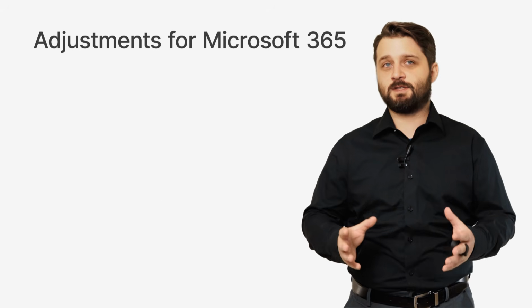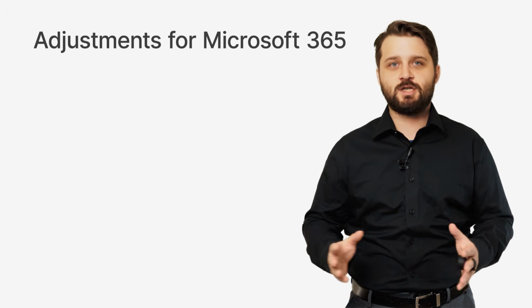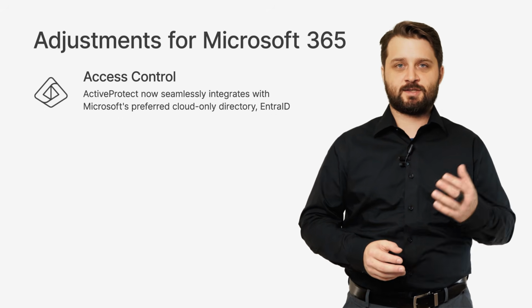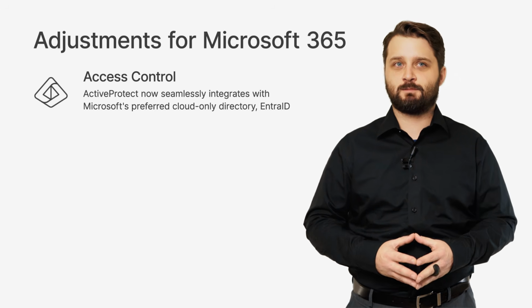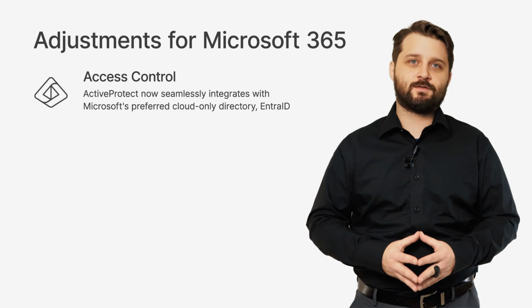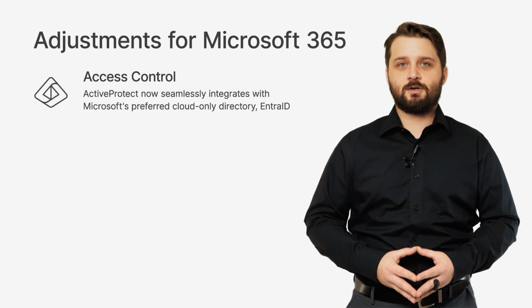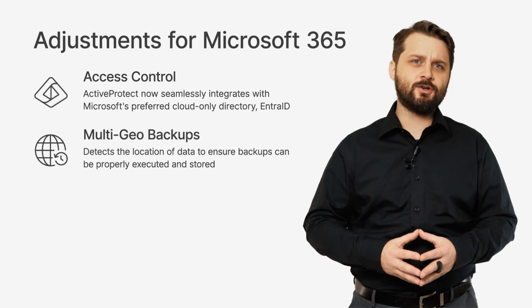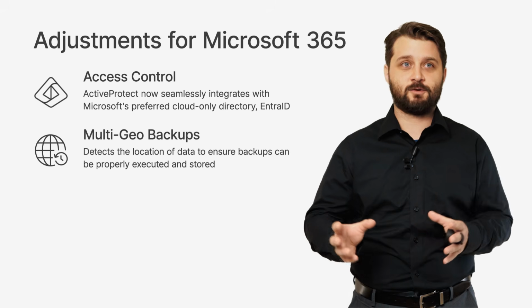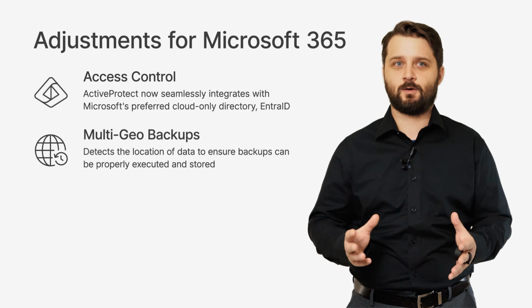Now, in terms of adjustments for Microsoft 365, there's been a range of improvements, including to the access control procedures. ActiveProtect Manager now seamlessly integrates with Microsoft's preferred cloud-only directory, and that is, of course, Entra ID. There's also support for multi-geo backups. If you have a large organization and your tenant has multiple different geographic locations, the system can handle that accordingly.